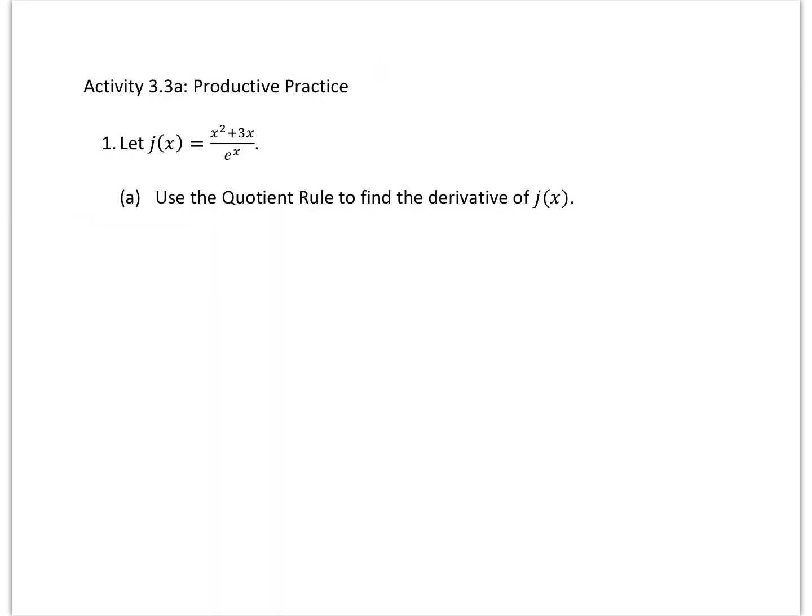This is the first activity for the section 3.3 lesson. Pause the video at this point, work through these activity problems, then come back and watch the video to get the solutions.